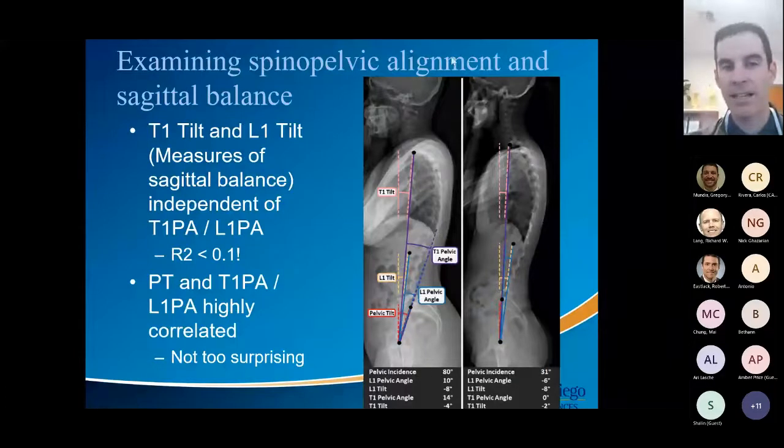I already said that T1 tilt and L1 tilt are measures of sagittal balance, and they are independent of pelvic incidence and the global sagittal alignments, T1PA and L1PA. There's no relationship here. Pelvic tilt and the pelvic angles are highly correlated, which is not too surprising because T1PA and L1PA are based upon your pelvic incidence and getting your spine into the correct position.